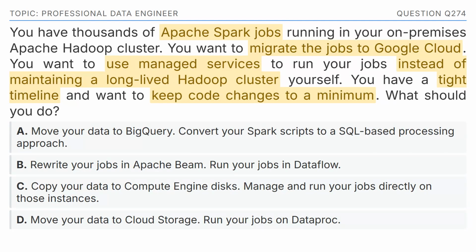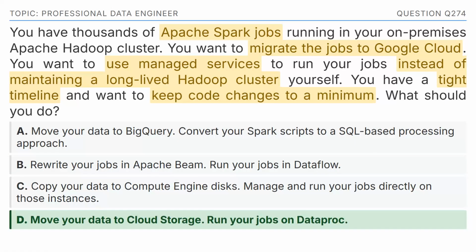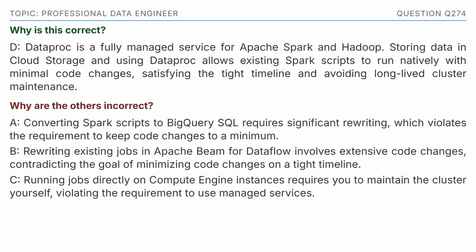To arrive at the correct answer, we focus on the keywords: Apache Spark jobs, migrate the jobs to Google Cloud, use managed services, instead of maintaining a long-lived Hadoop cluster, tight timeline, keep code changes to a minimum. The correct answer is option D, move your data to cloud storage. Run your jobs on Dataproc. Why is this correct? D. Dataproc is a fully managed service for Apache Spark and Hadoop. Storing data in cloud storage and using Dataproc allows existing Spark scripts to run natively with minimal code changes, satisfying the tight timeline and avoiding long-lived cluster maintenance.